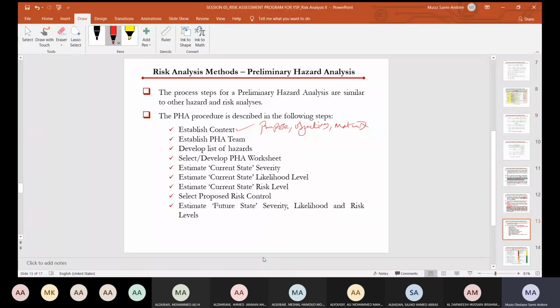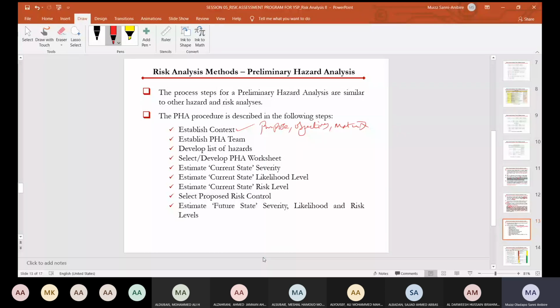And then next, you develop a PHA worksheet. This worksheet is basically like a template where you fill in the information that you have. So you estimate the current state of severity, without any controls. Then the current state of likelihood, again without any controls, and then the current state of risk level.